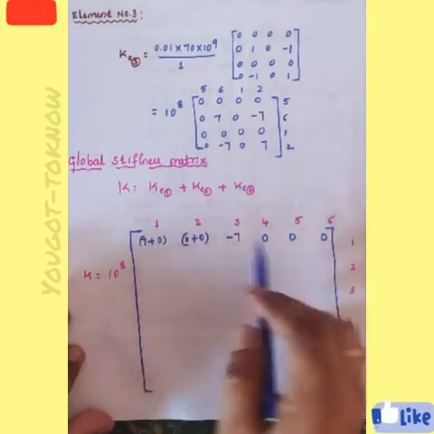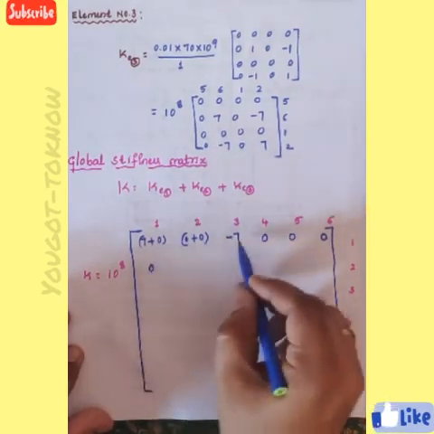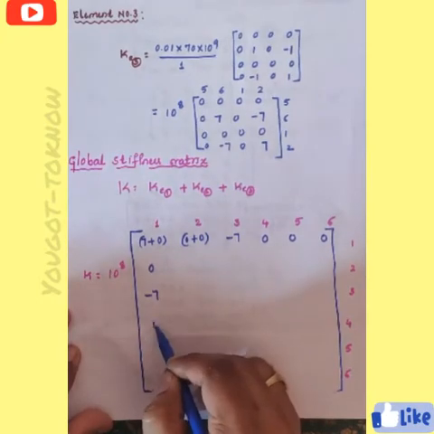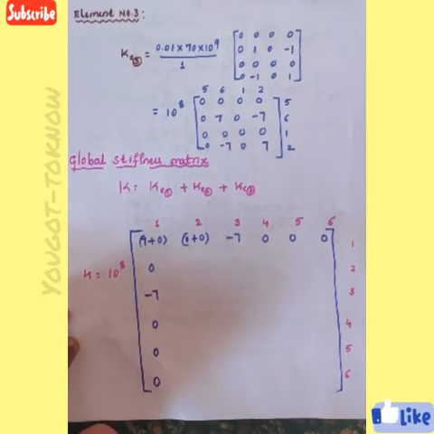Repeat the same thing. First row should be equal to first column. Directly I am writing 0, minus 7, 0, 0 and 0. Over. Now come to the next one.